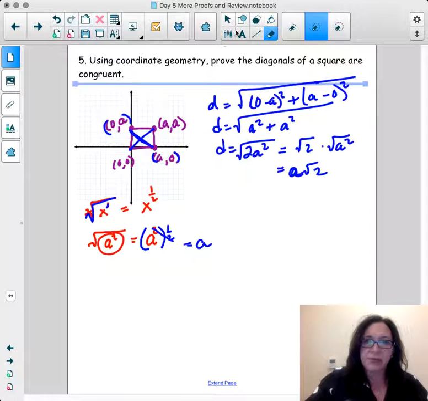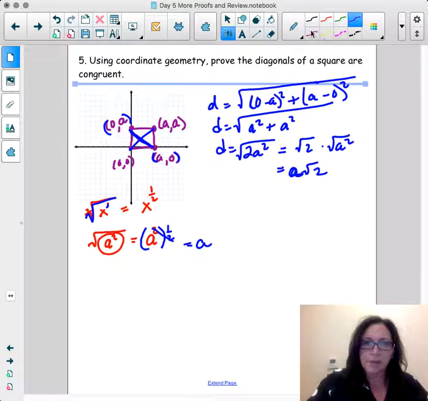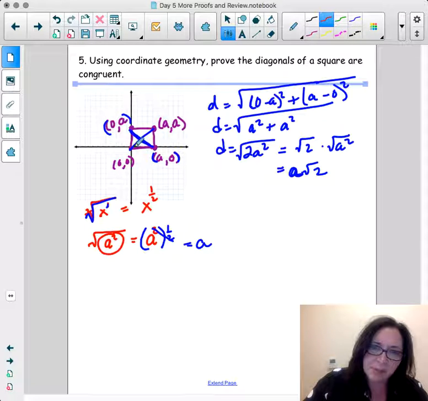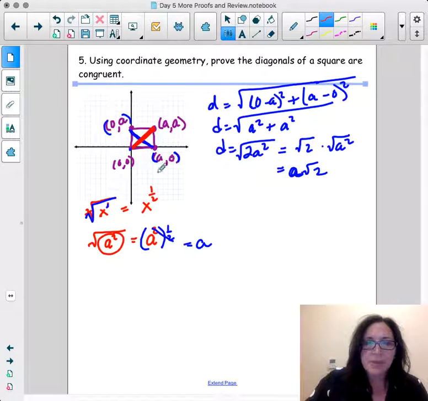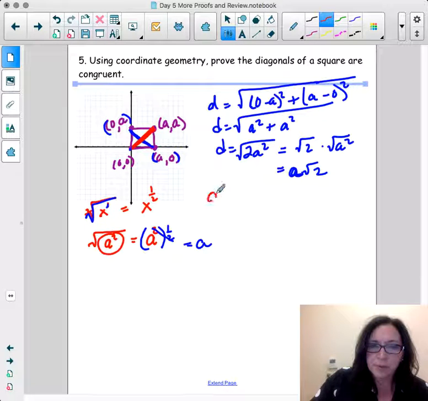Okay, so we need to find the other side. I'm going to use, let's use red. I think you're going to be able to see red. We need to find the distance of this because we're trying to prove that the diagonals are congruent. So let's try to do that.